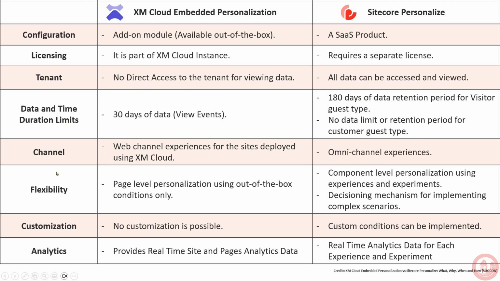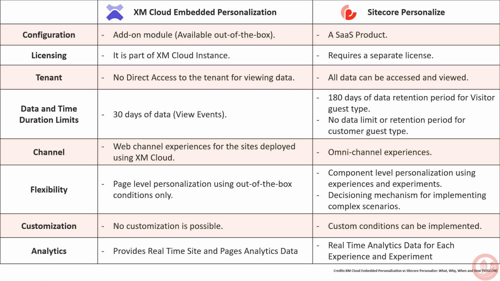This has an omnichannel experience. The flexibility is that you can use page level personalization with out-of-the-box conditions. And here it provides more flexibility where you can do a lot of things like component level personalization or a decisioning mechanism, which can help you leverage a lot of enterprise use cases. The customization is not possible here. Here you can do whatever you want. Analytics provides real-time site and page analytics data, and this one also provides experience and experiment level analytics.